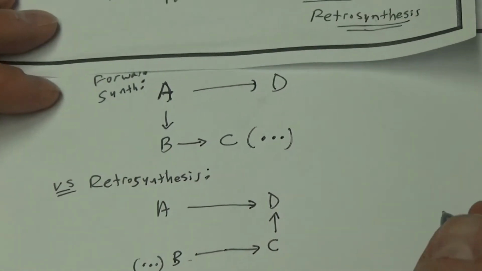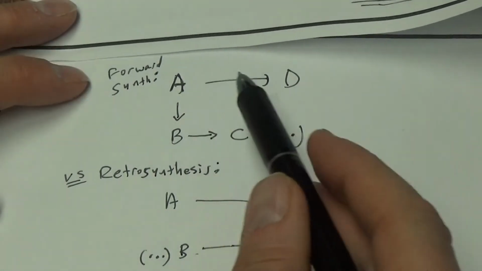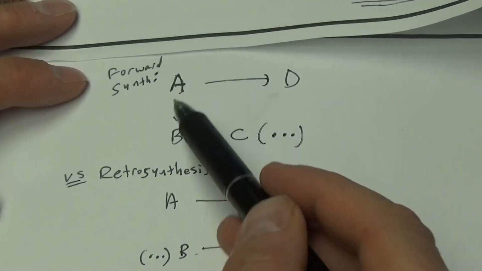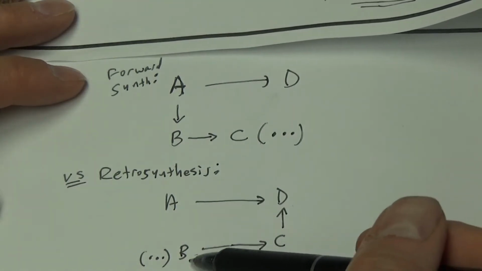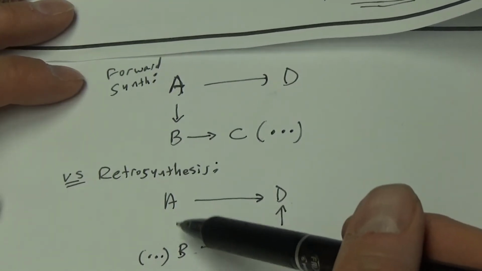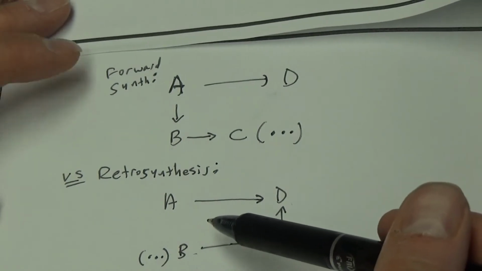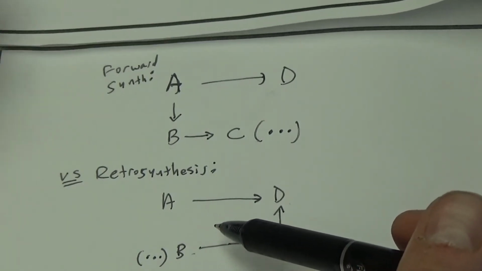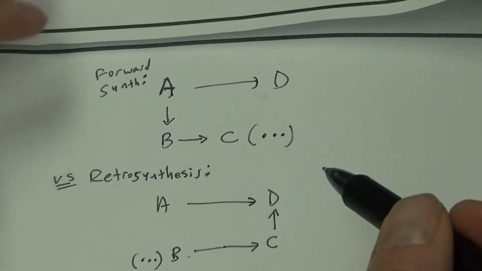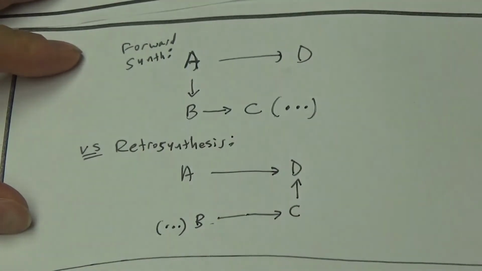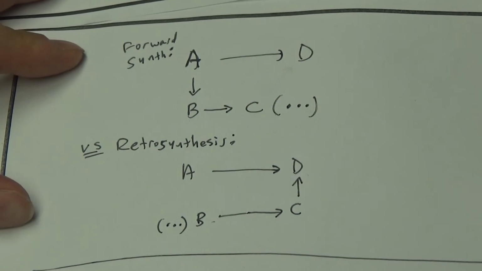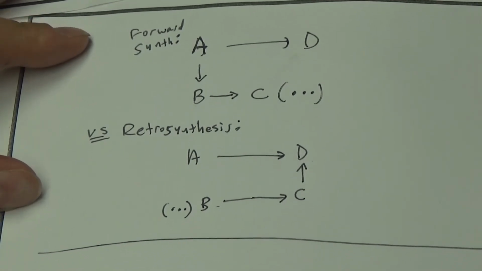The idea between these two methods is that in forward synthesis, you go from A to B to C. In retrosynthesis, you go from D back to C, B, eventually working your way back to A. Okay? All right. So let's show a real example of this. I know this A, B, C, D stuff doesn't really make any sense to you.